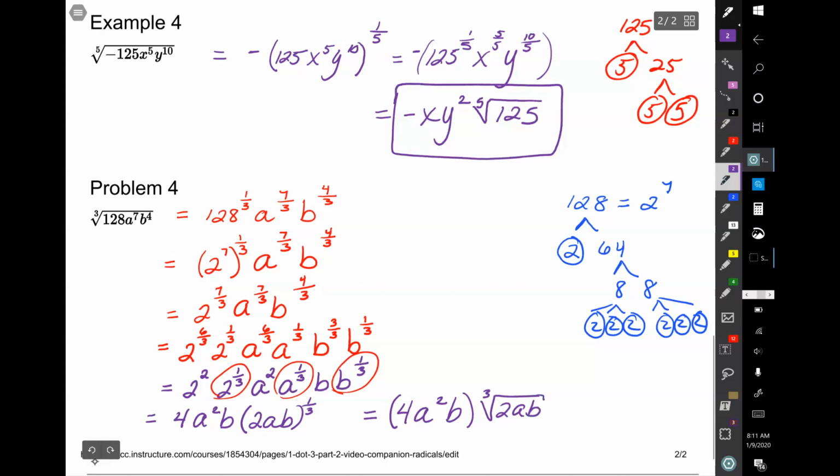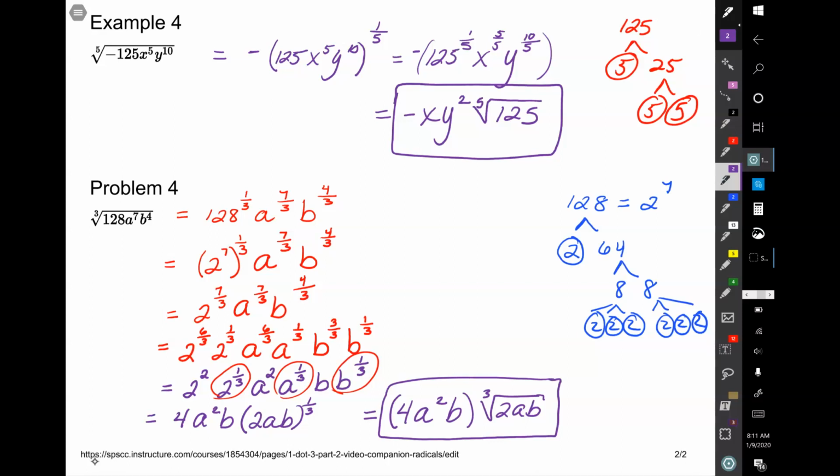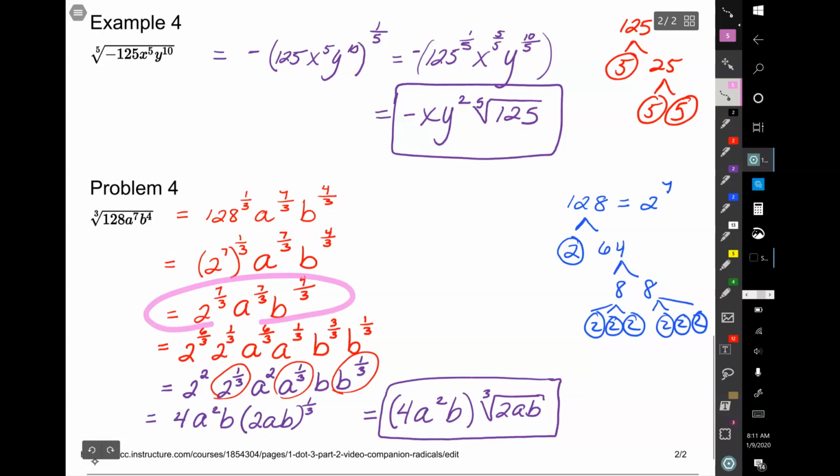Now that's kind of a long way around to do it. You'll probably come up with some shortcuts. You can just think, oh, that index goes in twice. Like if we look back here at 2 to the 7/3, for instance, I could say, okay, 3 goes in to 7 twice, and I'm left over with 1. So that power 2 needs to stay under, but the rest pulls out.